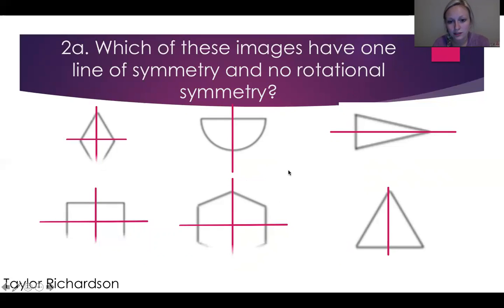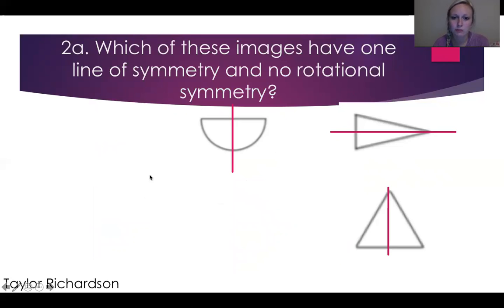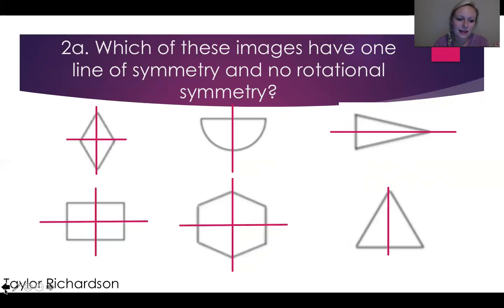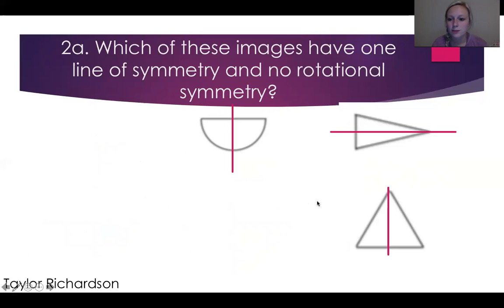So we are going to get rid of those because they have more than one line of symmetry. And they had rotational symmetry as well. If you turn this 180 degrees, you're going to get the exact same shape. And likewise with these two. So we are looking for no rotational symmetry. And of these last 3 shapes, there is one that still does exhibit rotational symmetry.